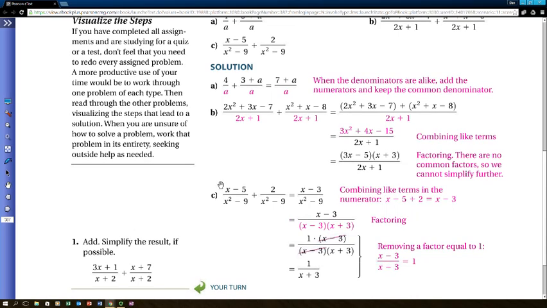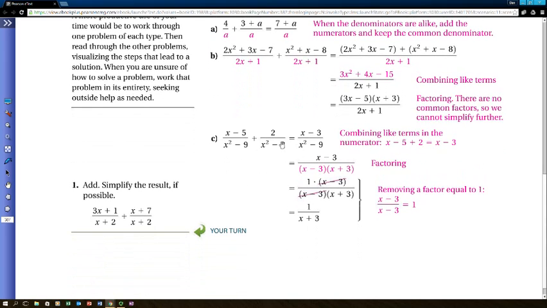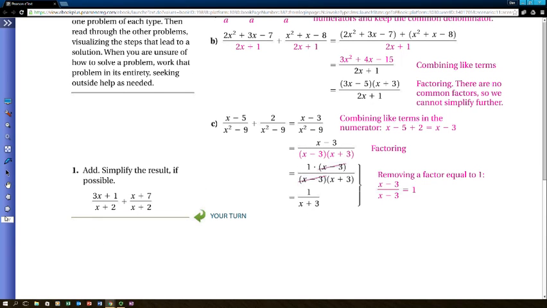So good point here, and why I jumped to this example is that you can do the addition correctly, but you still have to make sure you check. You can end up with a sum or a difference, when we get into subtraction, that may not be in simplest form, so make sure you check that.